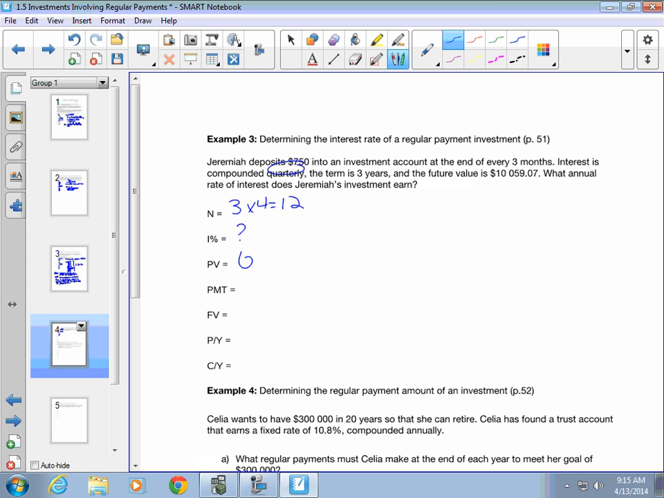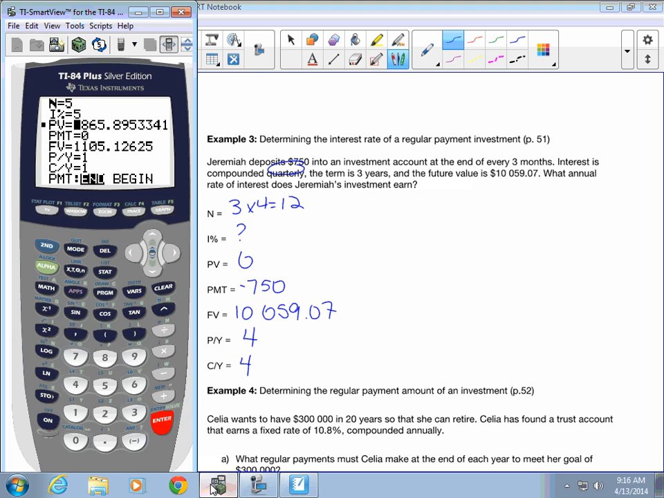And he's putting in $750 every 3 months. He ends up with $10,059.07 at the end of those 3 years. So his payments per year, he's putting this $750 in 4 times a year, and his interest is compounded quarterly. So it's four times a year. So we put this in our calculator.